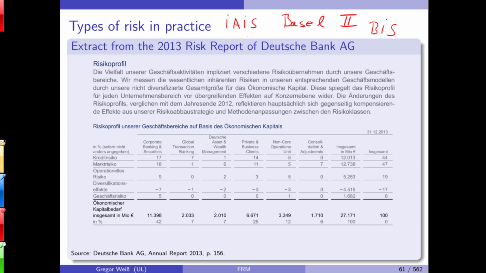As part of Basel II, regulators came up with the idea that banks predominantly are exposed to three types of risk: market risk, credit risk, and everything else summarized as operational risk. That is why in this risk report of Deutsche Bank, you can still see the influence of Basel II in this distinction between credit risk, market risk, operational risk. It's very standard across banks in the European Union. Another thing you can see from this extract from the risk report: they do not express risk in euros of potential losses, but they call it Risikokapital, ökonomischer Kapitalbedarf, economic capital or risk capital.